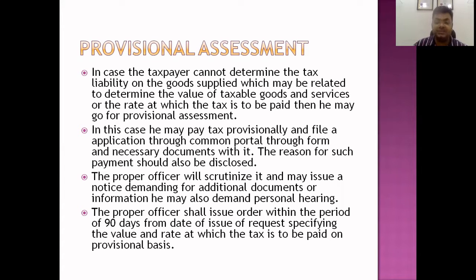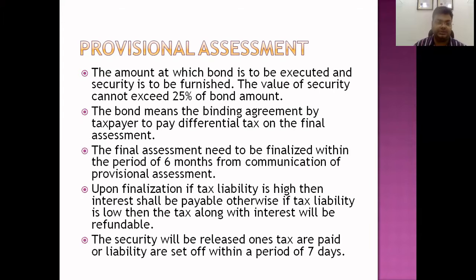The proper officer has the power to also call for additional documents or information desired in order to compute the person's tax liability. A proper officer can also demand a personal hearing in order to correctly understand the transaction the person is going through. Next part is, when will the proper officer issue an order? The first order the proper officer will issue is a provisional assessment order. That means within 90 days of the request by the taxpayer, he will issue a provisional assessment, where he will determine the tax that a person has to pay, at what rate and on what value.